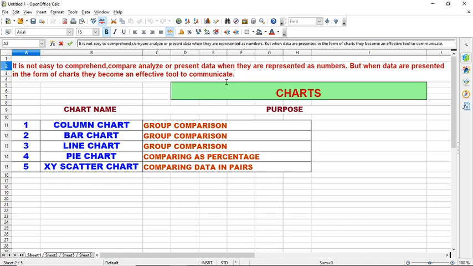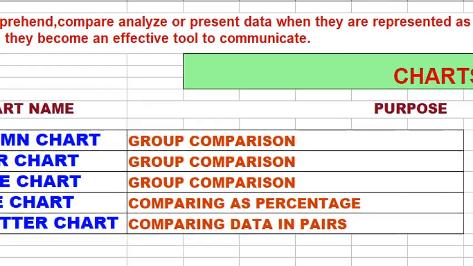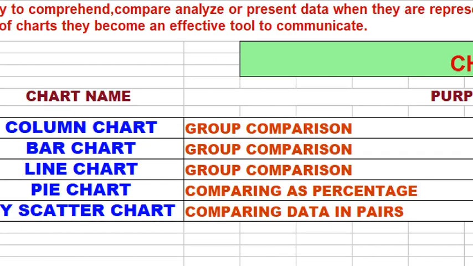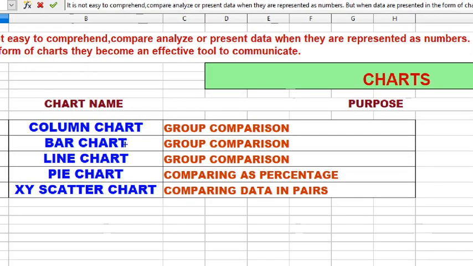Okay, right. Here we have five types of charts. The first one is column chart, and the second one is bar chart. Third one is line chart. Fourth one is pie chart, and fifth one is XY scatter chart.